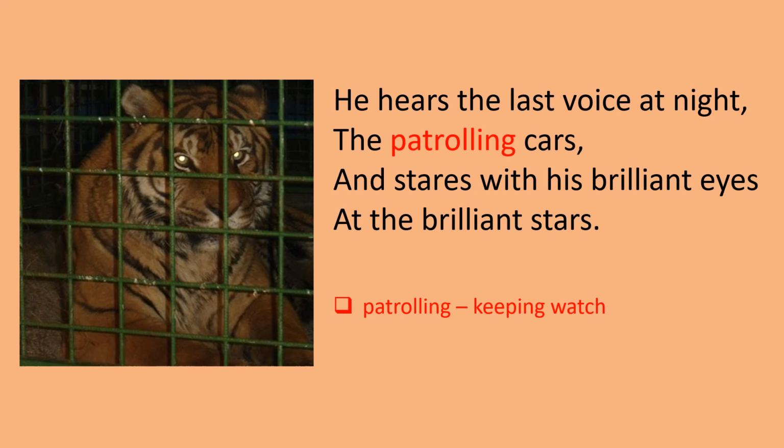Now, if you notice, in the last stanza, there's a repetition of the word brilliant in the last two lines. Okay. Now, brilliant stars and brilliant eyes. The stars are shining at night, and the tiger has his eyes shining in the darkness of the night, expressing his longing, a strong desire for the freedom that the stars enjoy in the vast, unlimited sky. So, this is the relation between the word brilliant in the two different lines.